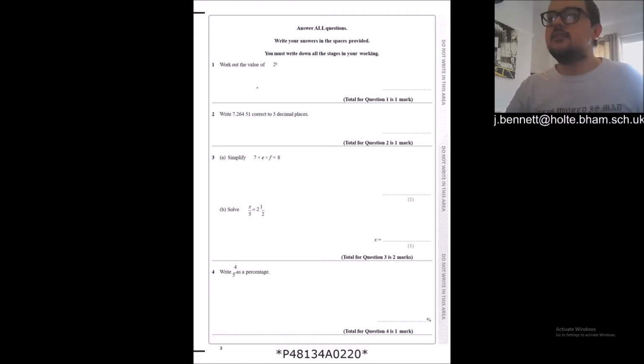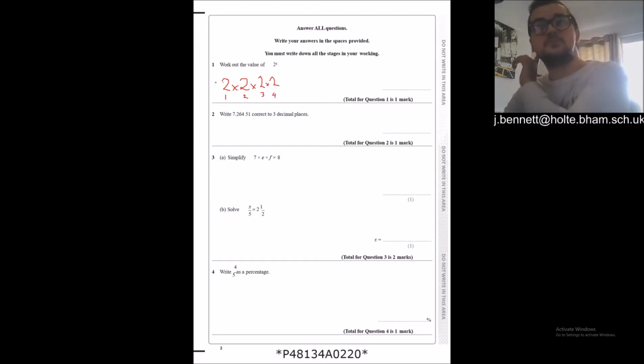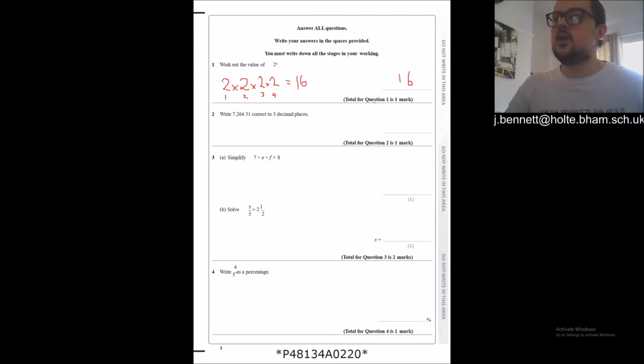Brilliant. Work out the value of 2 to the power 4. Okay, so 2 to the power 4 means 2 times 2 times 2 times 2. Because that's what 2 to the power 4 means. It means 2 times itself 4 times. So we have 2 once, times 2 twice, times 2 3 times, times 2 4 times. 2 times 2 is 4. Times 2 is 8, times 2 is 16. So our answer is 16, and that gets us the 1 mark.